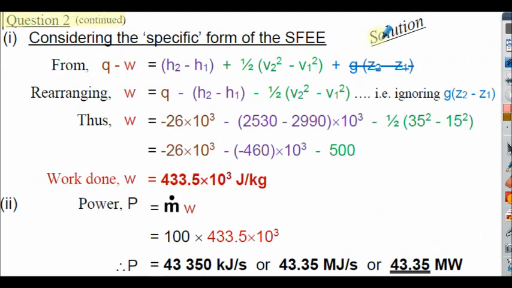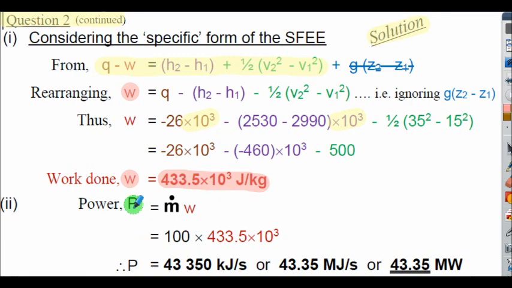Question 2, solution continued. Here's our specific form of the steady flow energy equation, ignoring the potential energy terms here. I have to rearrange for the specific work done W, so again add W to both sides, subtract the enthalpy terms, subtract the kinetic energy terms from both sides. Insert in the values, noting that we have the kilojoules counted for here in our calculations. So evaluating, the specific work done is 433.5 kilojoules per kilogram.